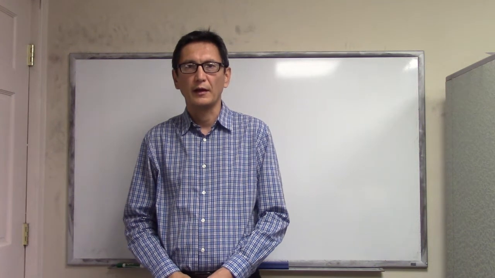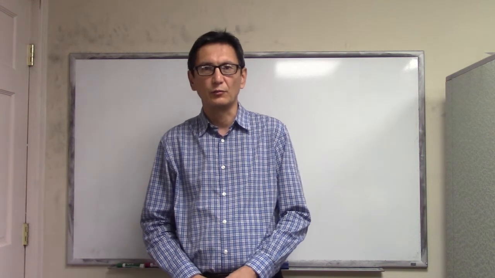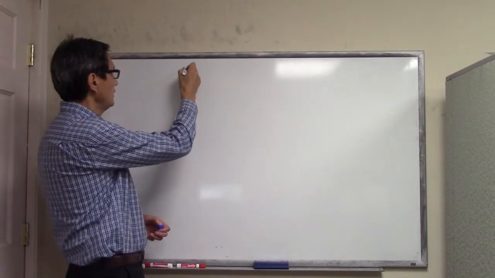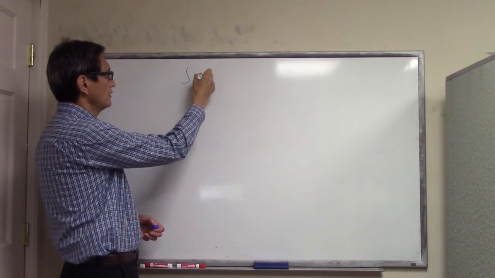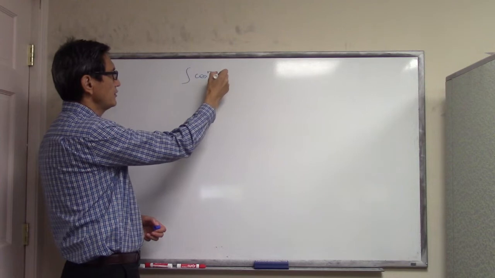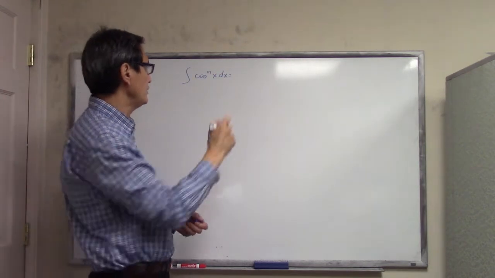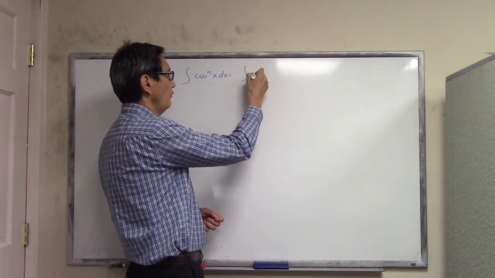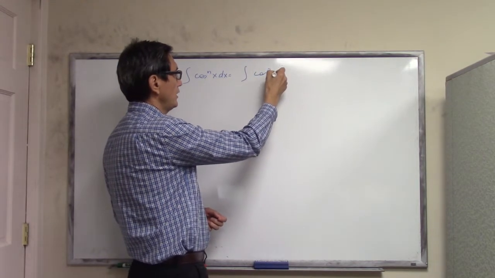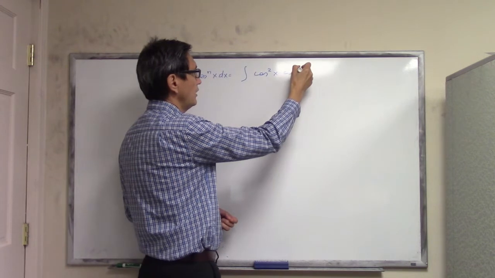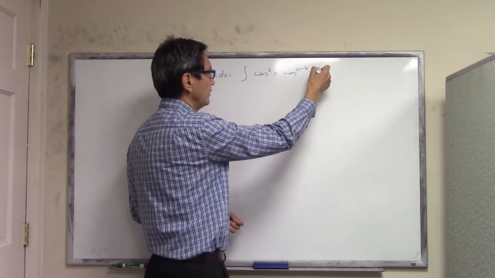We work on the cosine reduction formula. So we want to calculate the integral of cosine x raised to the n power. What we do is we peel off cosine squared x, and we have a remaining power n minus 1.